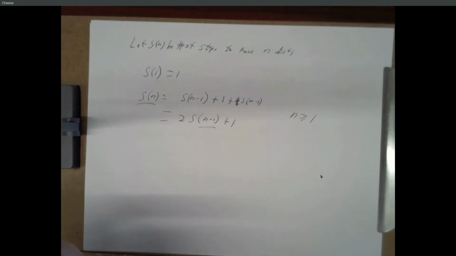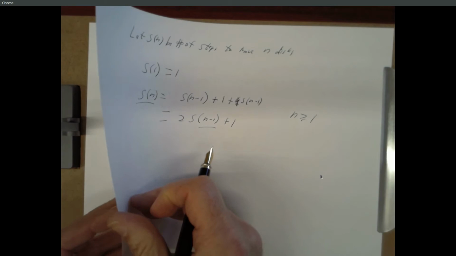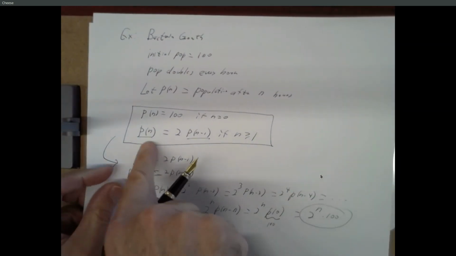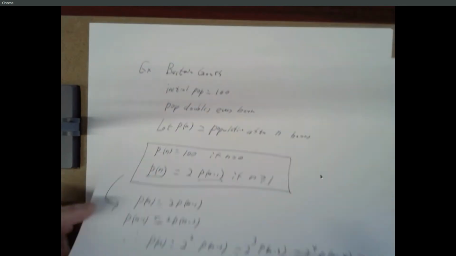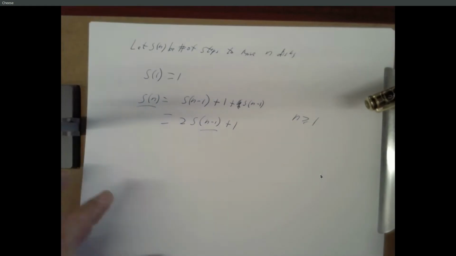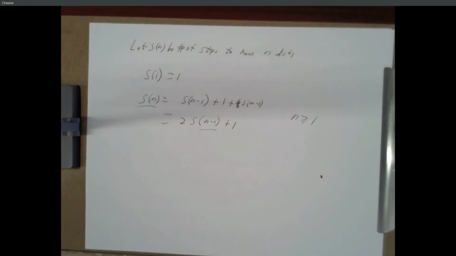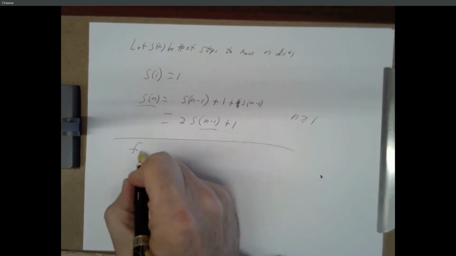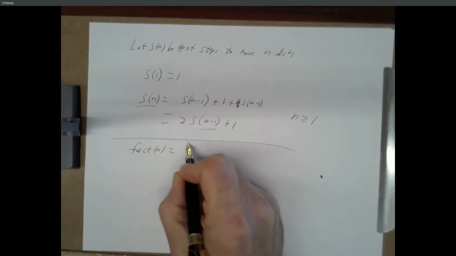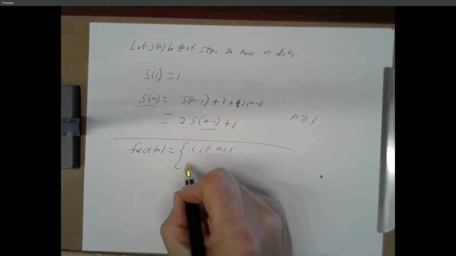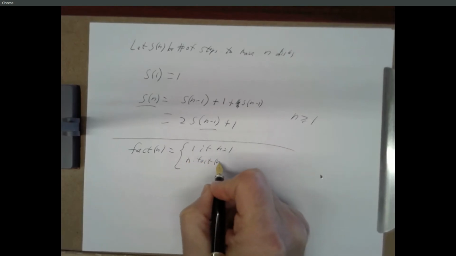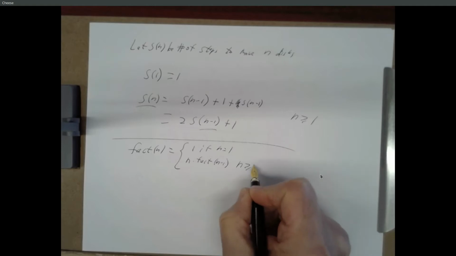And all these recurrence relations are really easy to code up, right? Just like we did with Fibonacci. We could write a function for P of n that says if n is 0, return 100, otherwise return 2 times P of n minus 1. And lots of things can be written like recurrence relations, so factorials. Factorial n is 1 if n is equal to 1. It's n times factorial n minus 1 if n is bigger than or equal to 2.